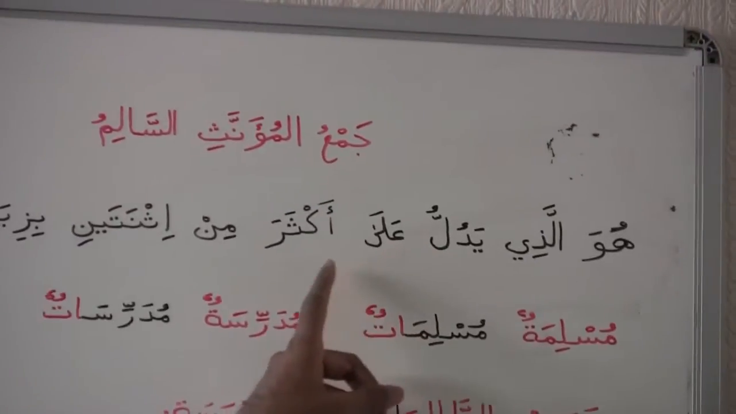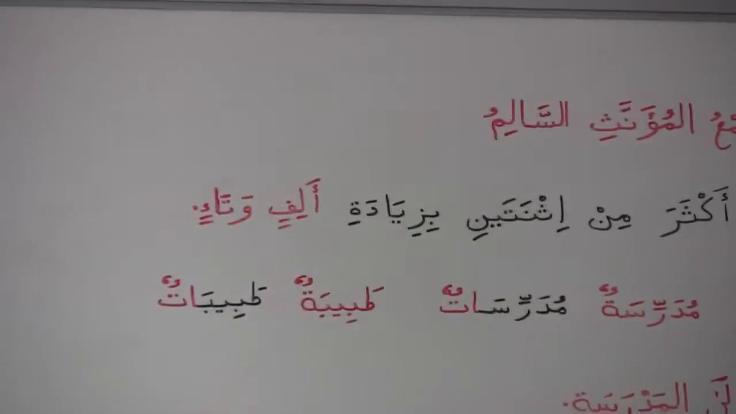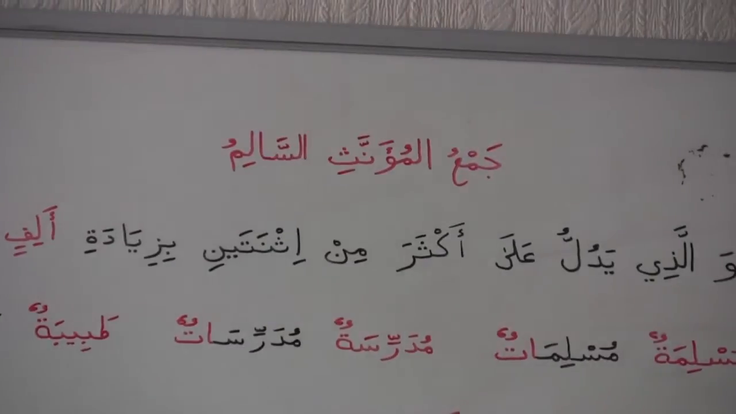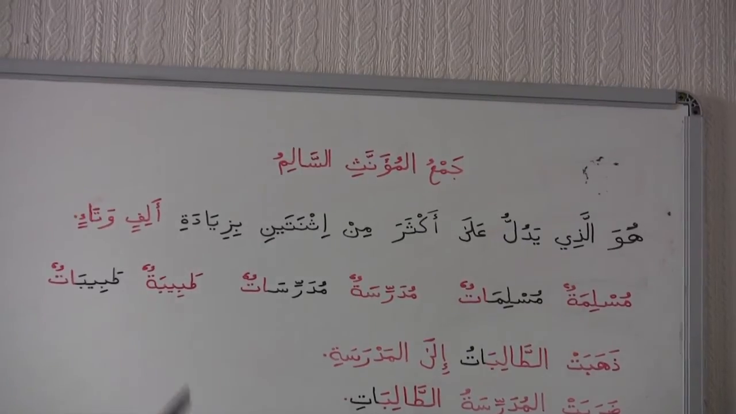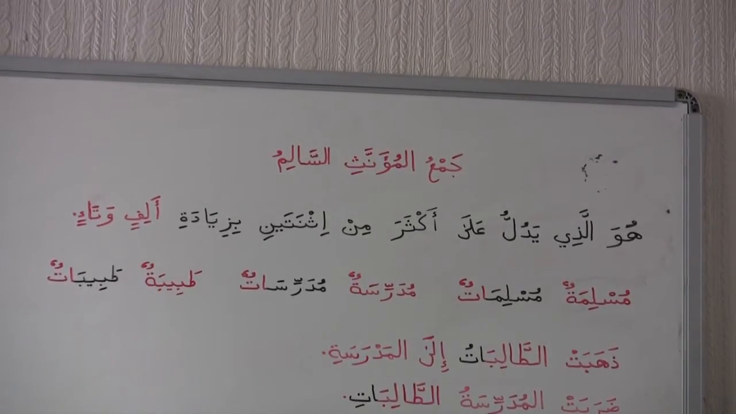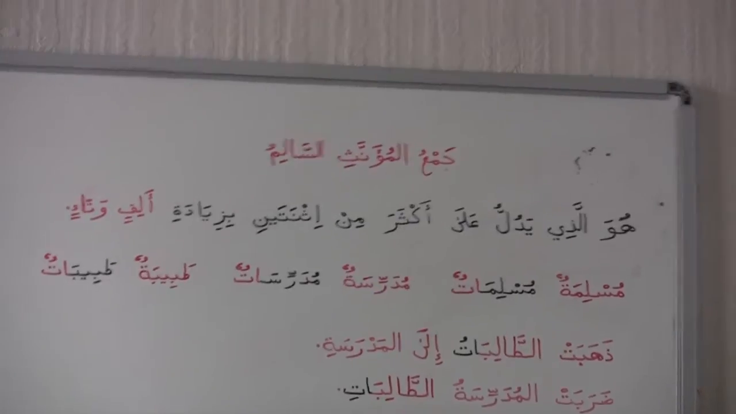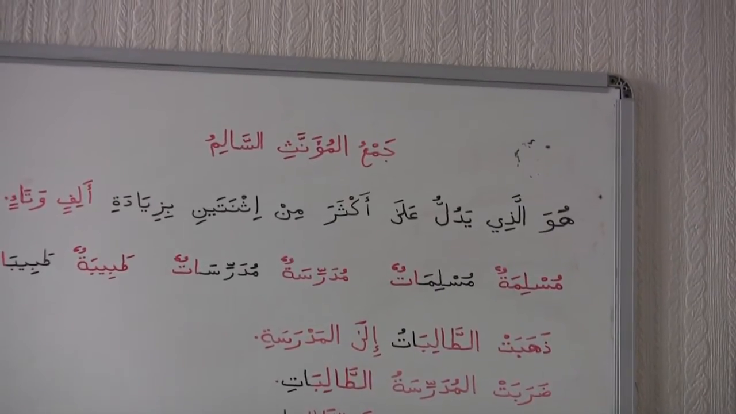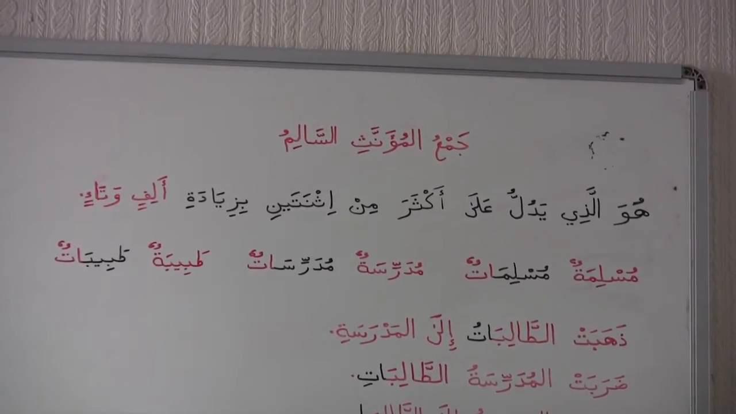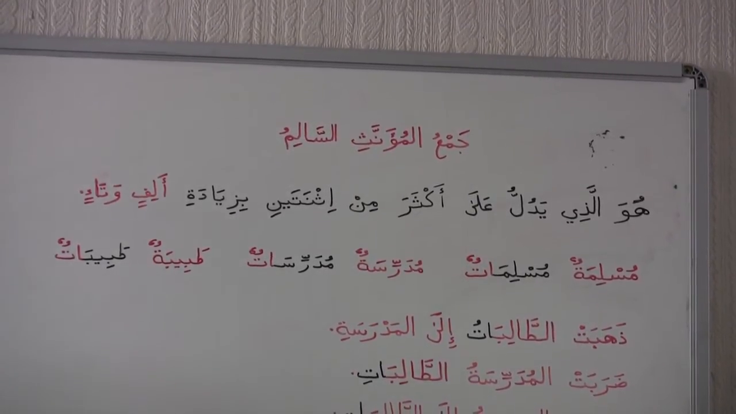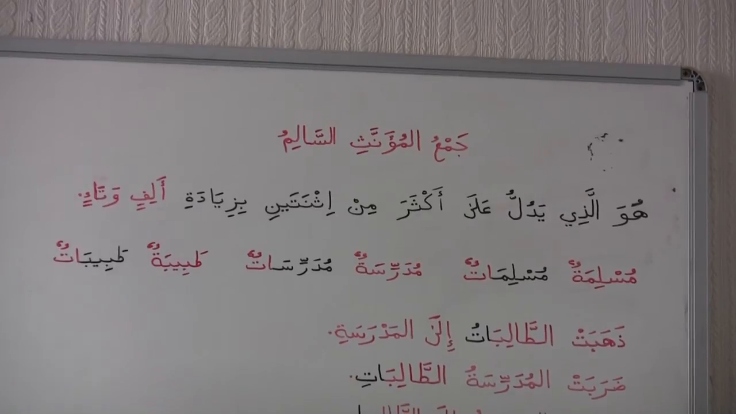هو الذي يدل على أكثر من اثنتين بزيادة ألف وتاء. It is that which indicates more than two by adding alif and a ta.